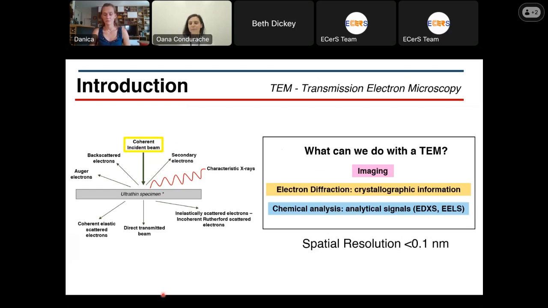Transmission electron microscopy is a high spatial resolution technique. It even allows atomic resolution. In this case, we have a high energy electron beam which is transmitted through an ultra thin specimen, and a bunch of signals are generated. With the transmission electron microscope, we can do imaging like in any other microscope and then interpret the contrast, but we can also do electron diffraction, and in some cases some chemical analysis.